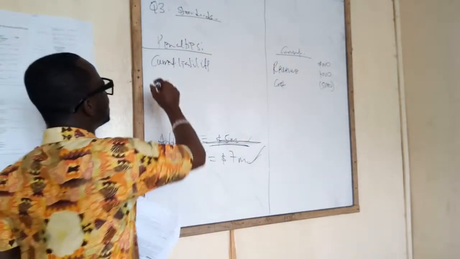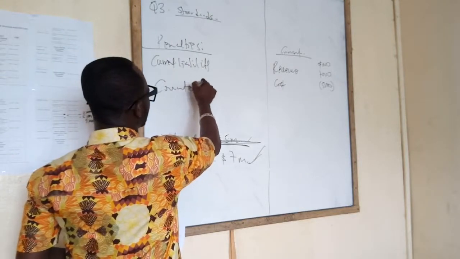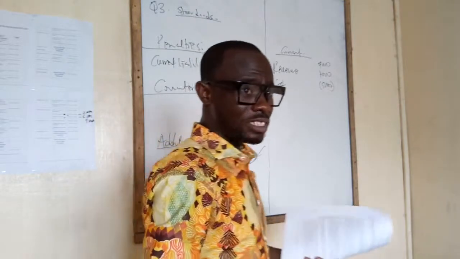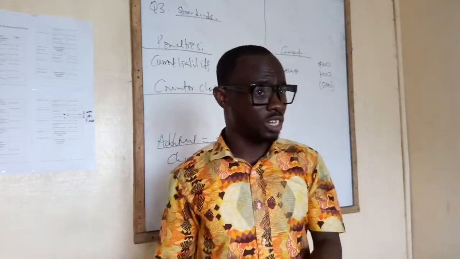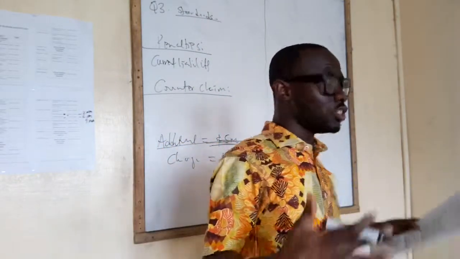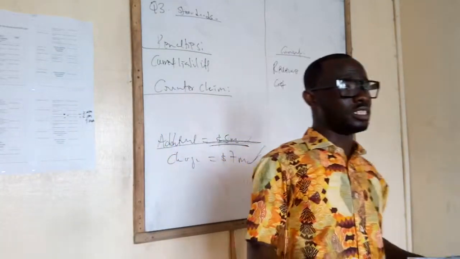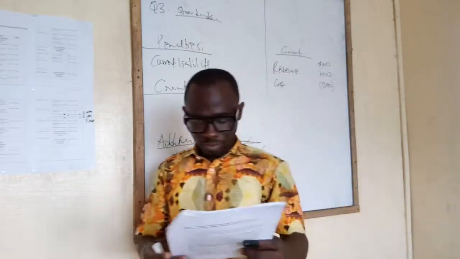Then what about the counterclaim that they are also making? It's a counterclaim, and the issue is still in court. We don't know the amount, so still that should be shown also in what? As part of the liabilities of the company.